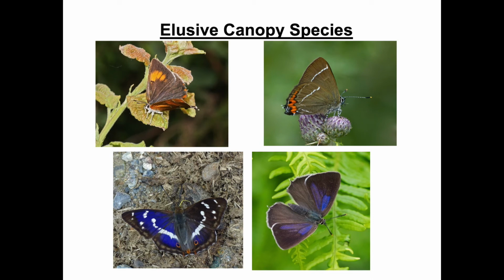Now, I've mentioned monitoring, but I should also mention that the transects and all these other methods don't really monitor certain species very well. This is because they spend most of their life in the canopy. So again, you've got here the brown hairstreak, the white letter hairstreak, the purple emperor, and the purple hairstreak. So what we've had to do is come up with different methods to monitor these species accurately.